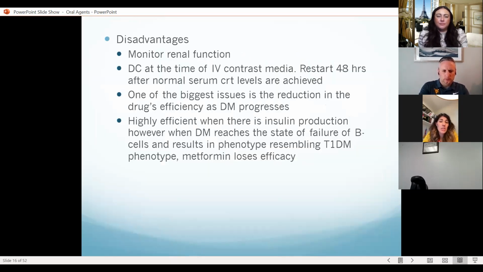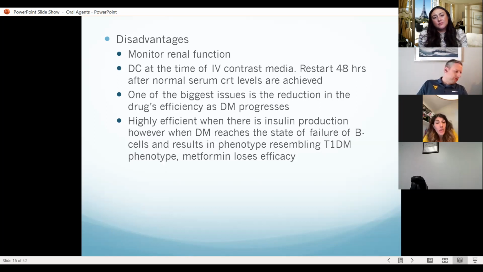The disadvantages: you definitely have to monitor renal function with metformin. It should be stopped if the patient is going to have IV contrast and can be restarted 48 hours after it's confirmed that they have a normal serum creatinine level. And then one of the biggest issues is the reduction in the drug's efficacy as diabetes progresses.